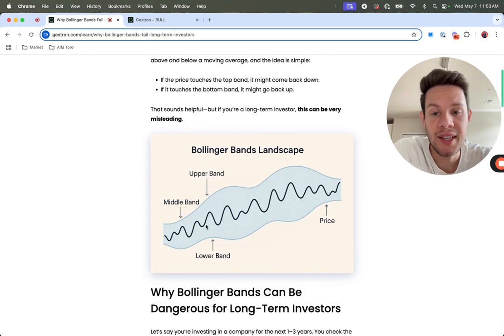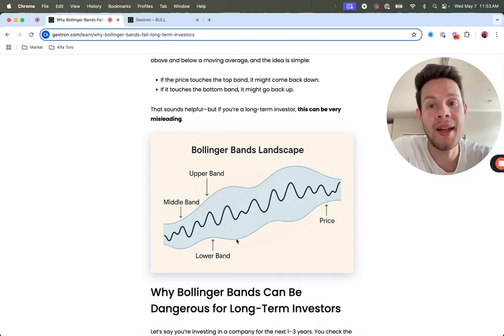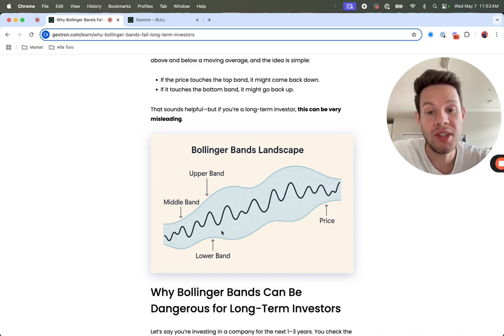So if the price touches this upper band, it's probably going to come back down. At least that's the theory, right? And if it touches the lower band, then it's going to go back up to this median. The middle band is this black line right here, and price can be ranging anywhere between these bands, right? Anywhere from the top and the bottom band.